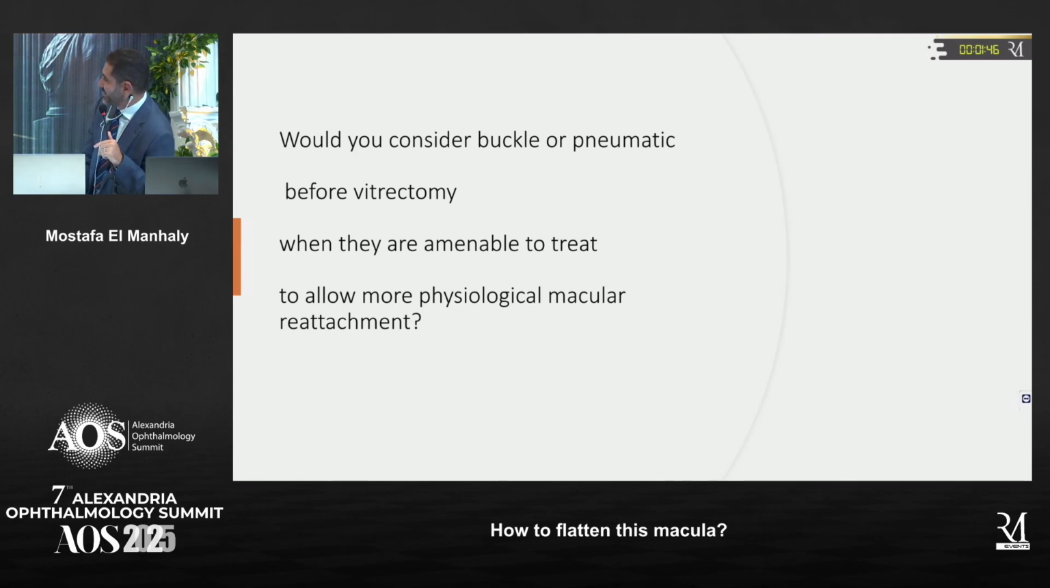Dr. Sharif, I assure you, I can show you folds after scleral buckles. Shifting of the retina can occur even after scleral buckling. It is much less than with vitrectomy.